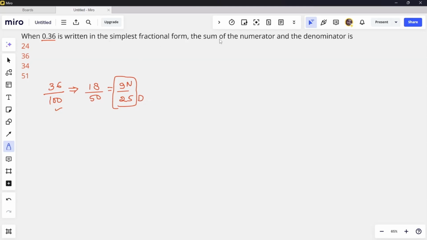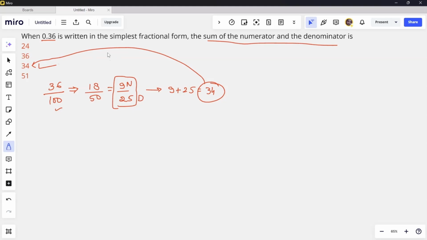So it is saying the sum of the numerator and the denominator. So what is the sum of the numerator and denominator? 9 plus 25, which is equal to 34. So as we can see, 34 is the correct answer, which is the third option. Okay, thank you.